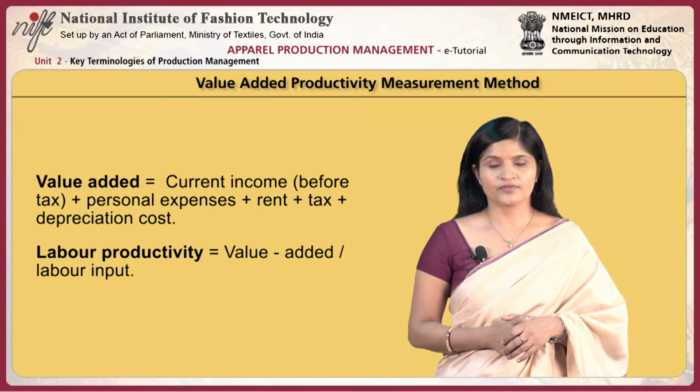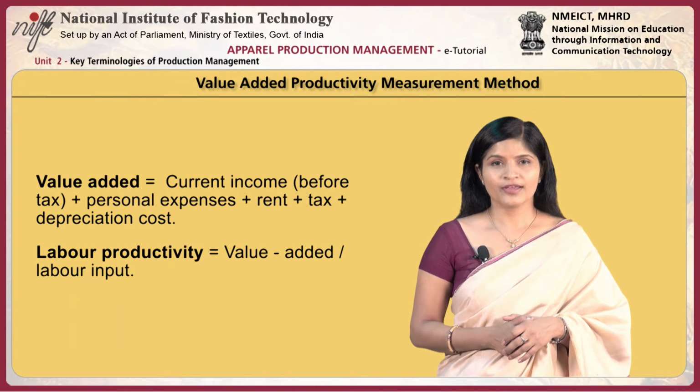Value added productivity measurement method. Value added is equal to current income before taxation plus personal expenses plus rent plus tax plus depreciation cost. Labor productivity is equal to value added divided by labor input.